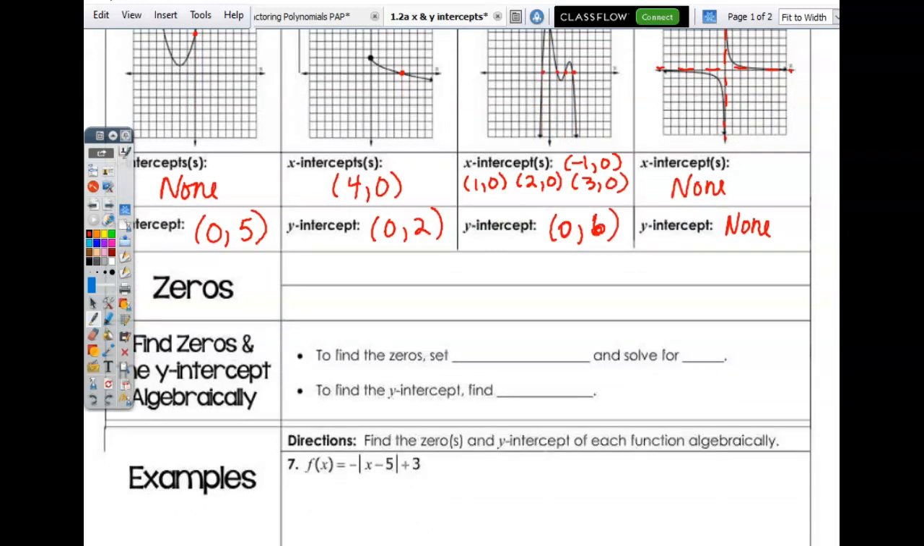Okay. So zeros are the points at which the function intersects the x-axis.